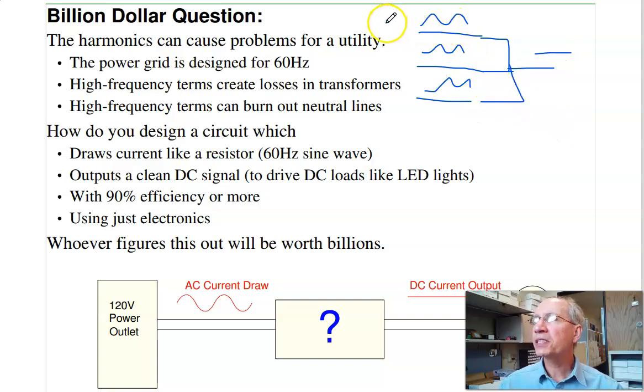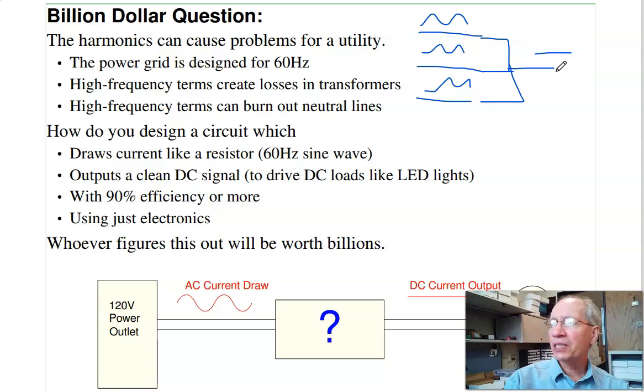If I have spikes coming in, three-phase spikes, add them all together, they no longer cancel. What that means is I can burn out neutral lines if I have too many high-frequency terms. It means that I'm producing losses in the transformers. Again, transformers are designed for 60 Hz. They're not designed for 300 Hz. Hit high frequency terms in the transformers, I start increasing losses for eddy currents, hysteresis, stuff like that.